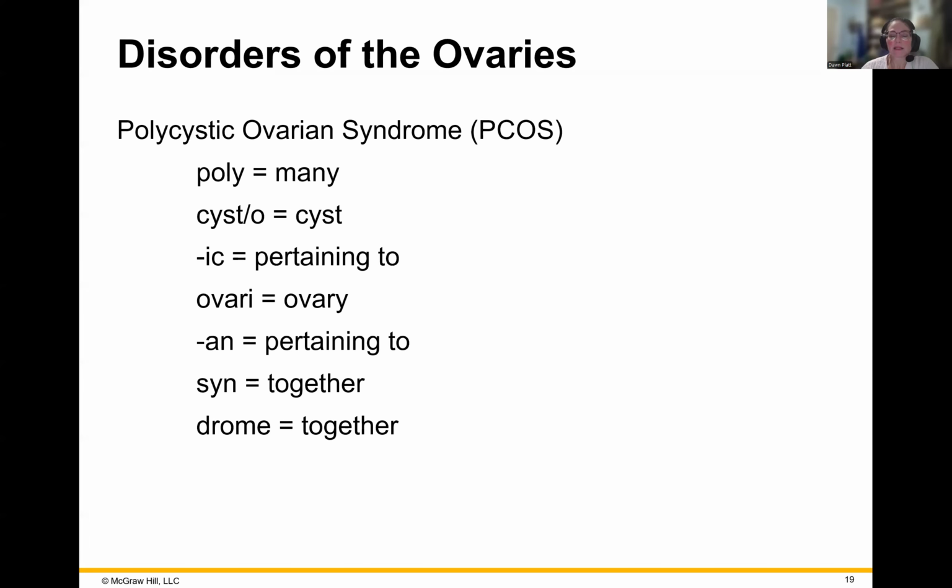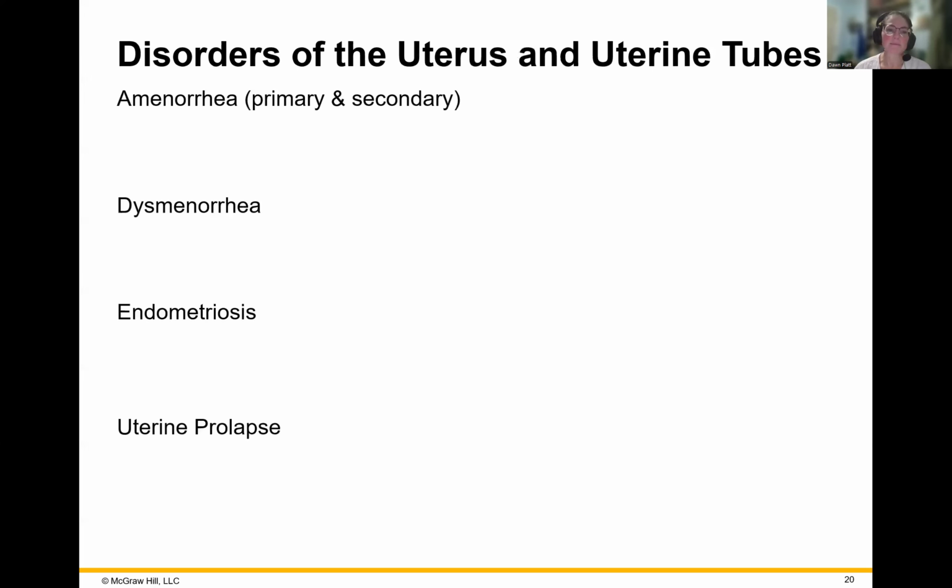This is a common condition of the ovaries. It's probably more common than what is out there. It's called polycystic ovarian syndrome, PCOS. And so you can see how it's broken down. And if you look on page 217, I'll let you read all the things that are involved in polycystic ovarian syndrome because it's a little bit complex. And then we go into disorders of the uterus and the uterine tubes.